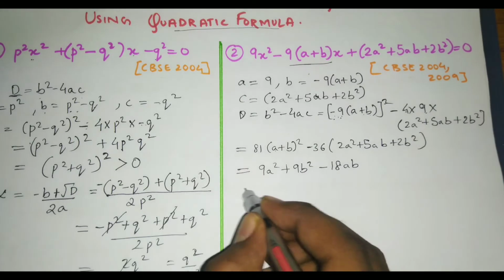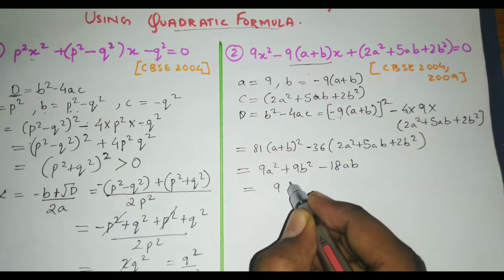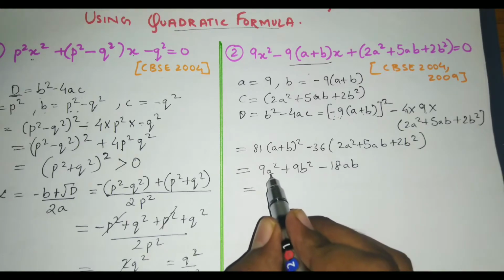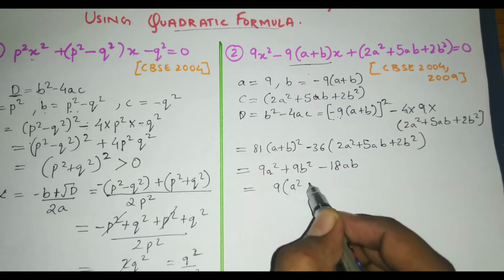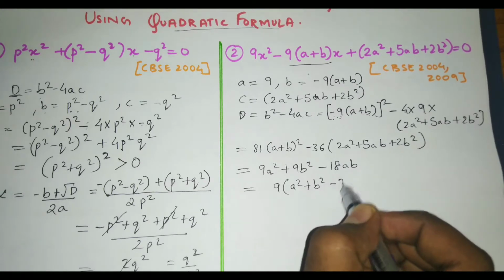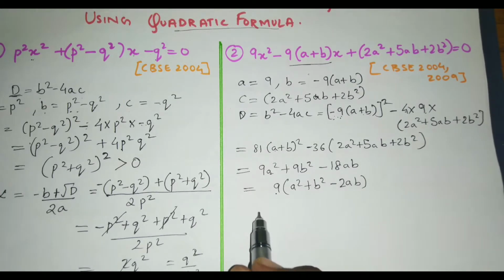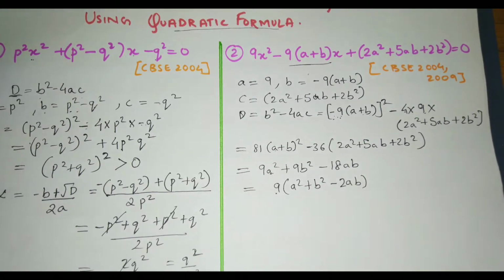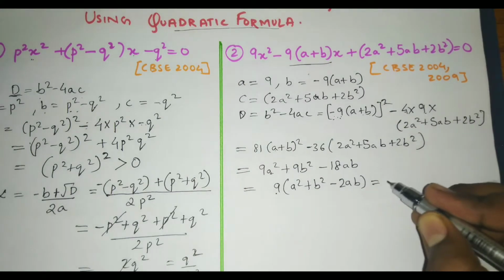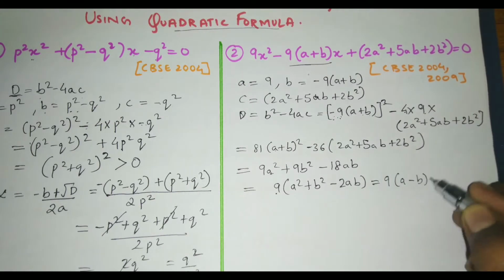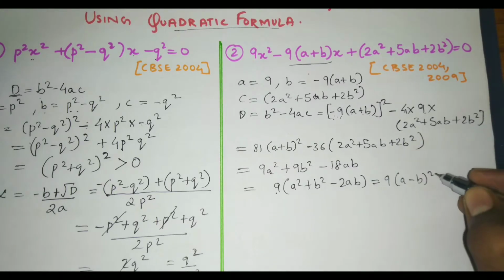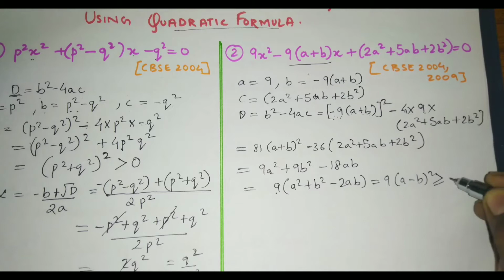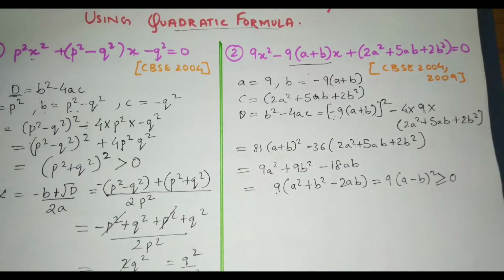Now you can take 9 outside common, and see here this is a square, so I'll write it here, a square plus b square minus 2ab. When I take 9 outside, you can see this is in the form of a minus b the whole square. So I can write this as 9 into a minus b the whole square, and we know that 9 is greater than or equal to 0. So a square term will always be greater than or equal to 0. So we can say that the roots of the given equation are real.